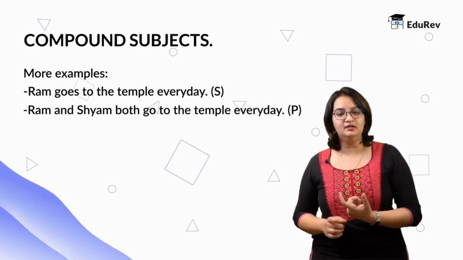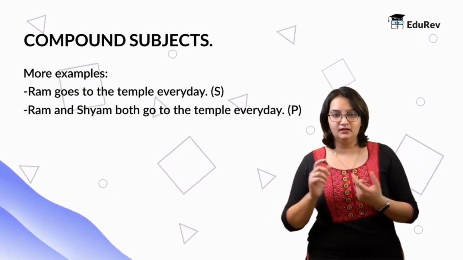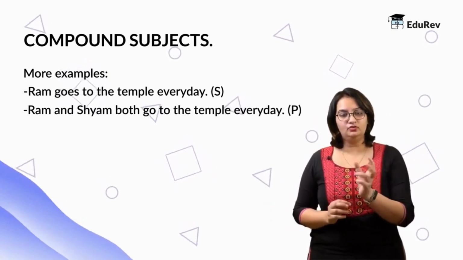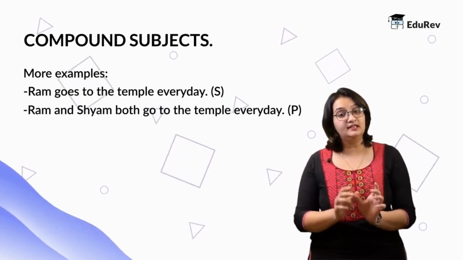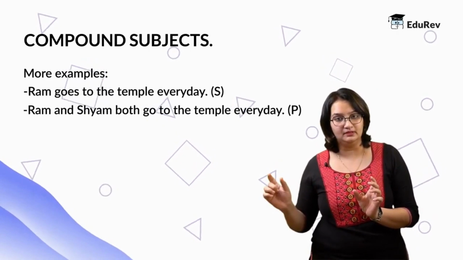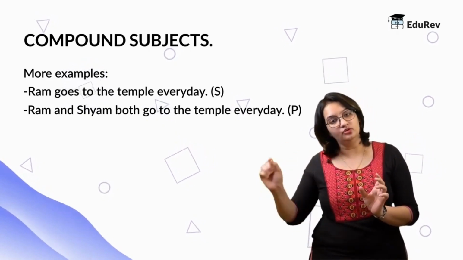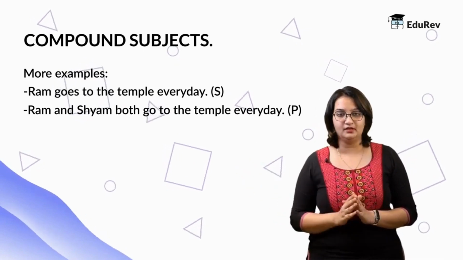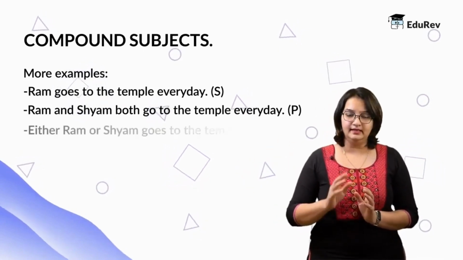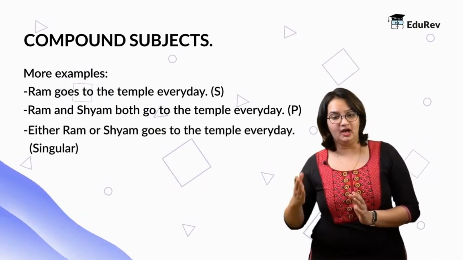Ram and Sham both go to the temple every day. Now here, when we are joining two singular subjects with an "and," it becomes a plural. And this has to be reflected in the verb. Therefore, it will not be "goes to temple," rather it would be "both go to the temple," which is the plural form of that verb.